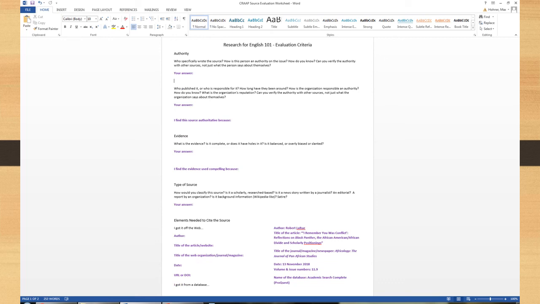So if you look at the bottom there, you can see I filled in the information. The author's name is Robert LaRue. The article was, I Remember You Was Conflicted, Reflections on Black Panther, the African American / African Divide and Scholarly Positionings. Let's investigate each of these things.